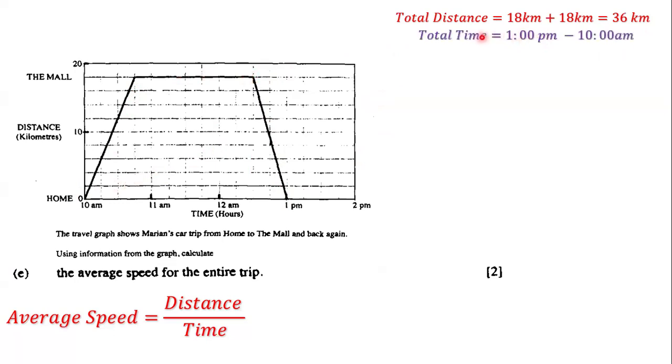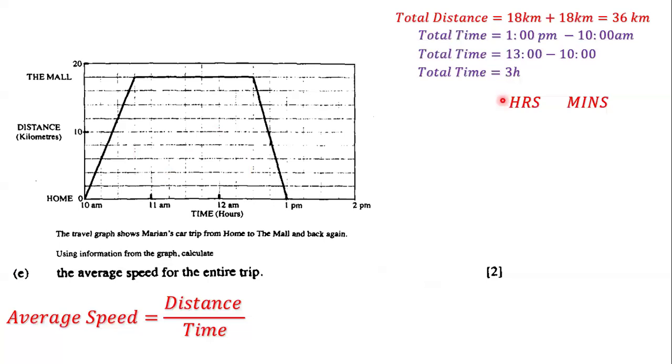Next, the total time is going to be 1 p.m. minus 10 a.m. She ended the journey at 1 p.m. and started the journey at 10 a.m. We can express 1 p.m. in military time, or the 24-hour clock, as 13 o'clock. So we have 13 o'clock minus 10 a.m. When we subtract the 2, we get 3 hours. So the total time is actually 3 hours.